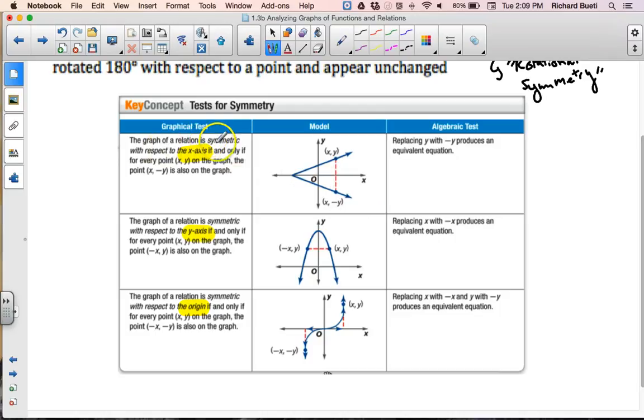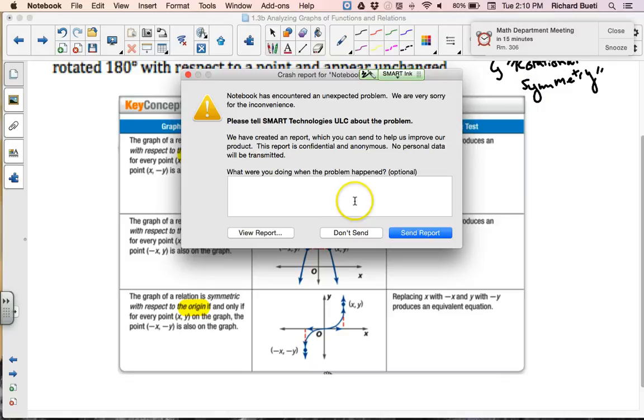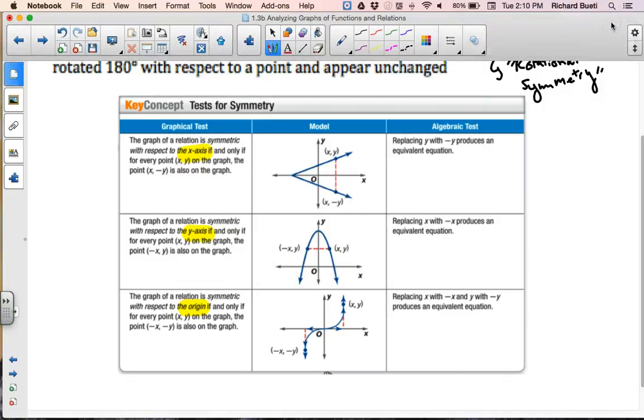The graph of a relation is symmetric with respect to the x-axis if and only if, for every point (x, y) on the graph, the point (x, -y) is also on the graph. So if this is my point (x, y), it will have symmetry with respect to the x-axis if the point (x, -y), where I just negate the y-coordinate, also shows up on the same graph. And the way that we verify this algebraically is that if we're given an equation and we substitute in negative y into the equation, we should get back the same equation.